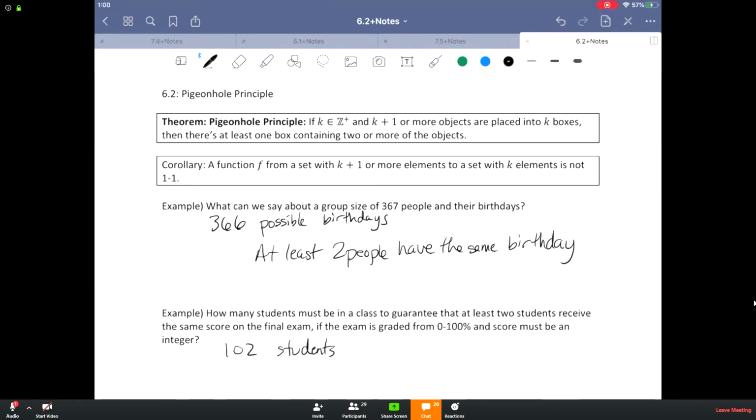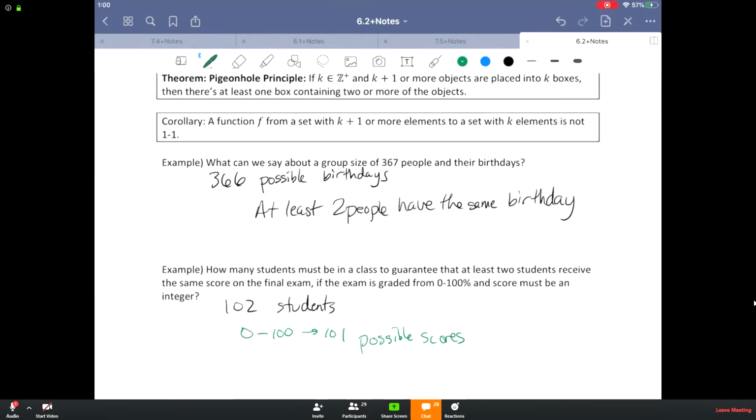Because again, worst case scenario, let's say everybody gets a different score. So someone gets 0%, someone gets 1%, 2%, 3%, 4%, all the way up to 100%. Between 0 and 100, there are 101 different options, so there's 101 possible scores. Worst case scenario is that everybody gets all those different scores. Then that 102nd person has to be in one of those 101. There's no other options. So you need 102 students for that to happen.